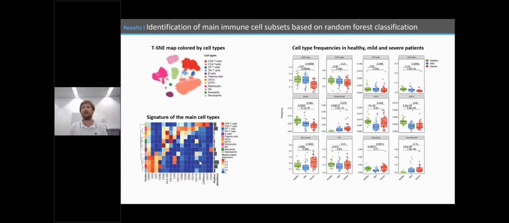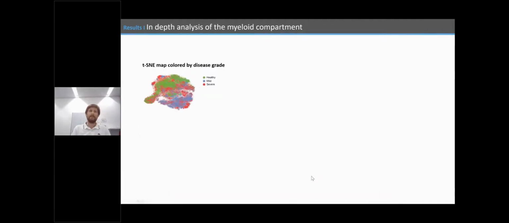We then plotted the cell type frequencies, which are shown to the left, versus the disease severity. And here we found, and other people also found while we actually analyzed our data, that there's a depletion of CD8 T cells among the severe patients, but that there's an increase of the monocytes also among the severe patients. And this then led us to analyze in more depth the monocytes as well as the T cells, or the myeloid compartment and the T cells.